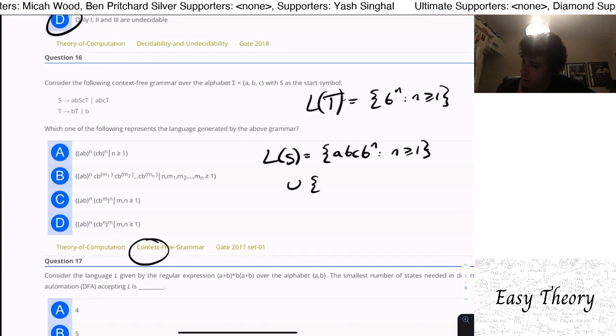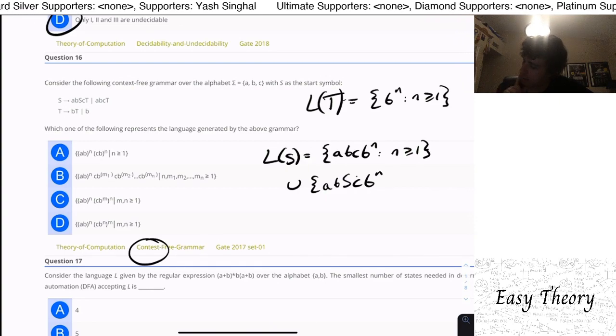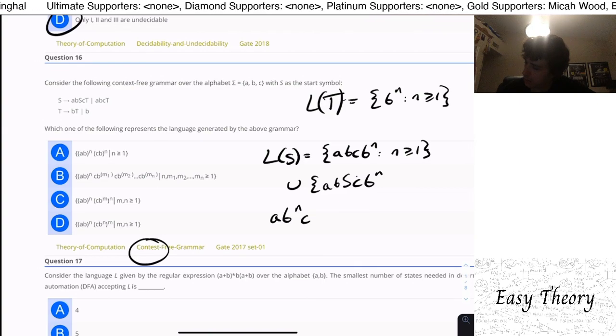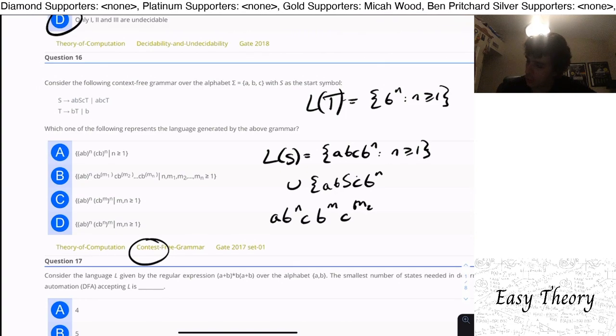The first one is A, B, S, C, b to the n. So effectively, what we're doing here is something like A, B to the n, C, B to the something else, and then C, B to the something else. Yeah, so it is this one, because we can repeat this as many times as we want. And they're all at least 1, so it's B in this case.